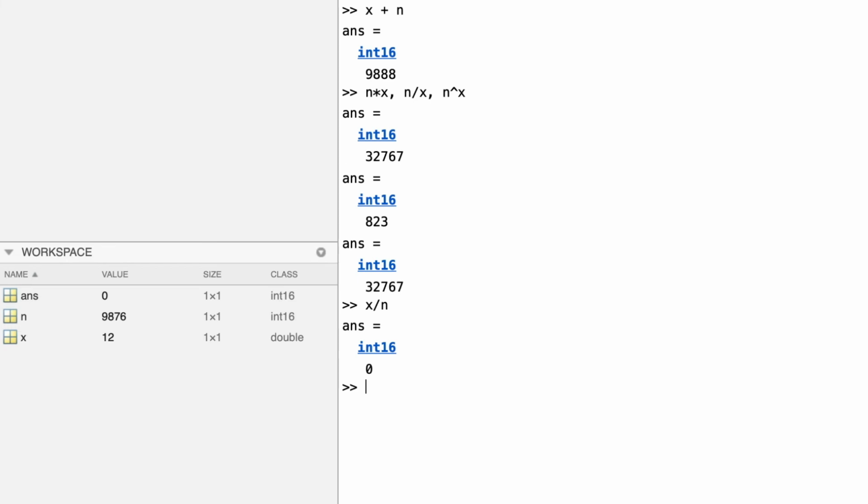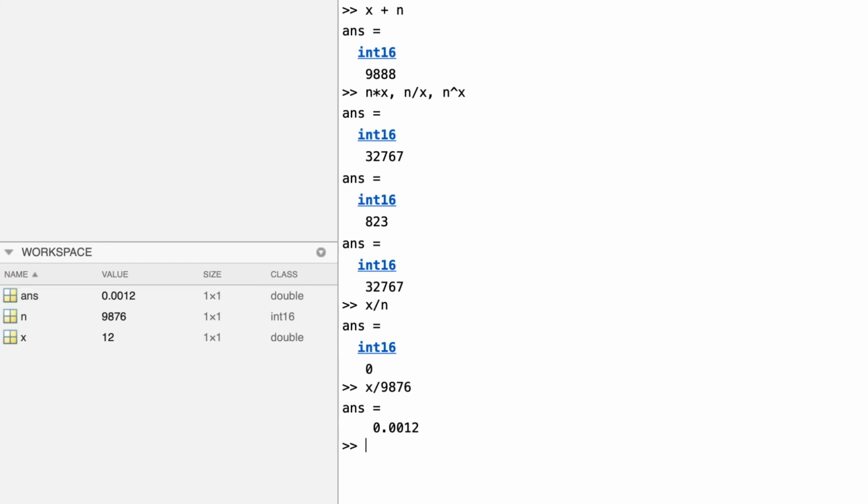Why do we get a 0 when we divide 12 by 9,876? If we do the division with two doubles, we get this fractional result, which makes a lot more sense. But an integer can't hold a fractional result, and since the result is an integer, we get the closest whole number, which is 0. If the fractional result had been, say, 0.6, then the output would have been a 1, because 1 is the closest whole number to 0.6.